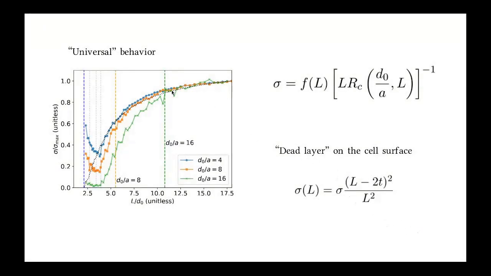Finally, there is an unexpected universal behavior at large cell sizes. In this range, the normalized conductivity does not depend on d0 over a. This means that there has to be an additional factor f of L in the formula for conductivity. I propose that this factor comes from the poorly conducting dead layer on the cell surface. In the presence of such a layer, the factor f of L has to have this form where T is the thickness of the layer. This dependence is shown on the left side by this black dotted line.